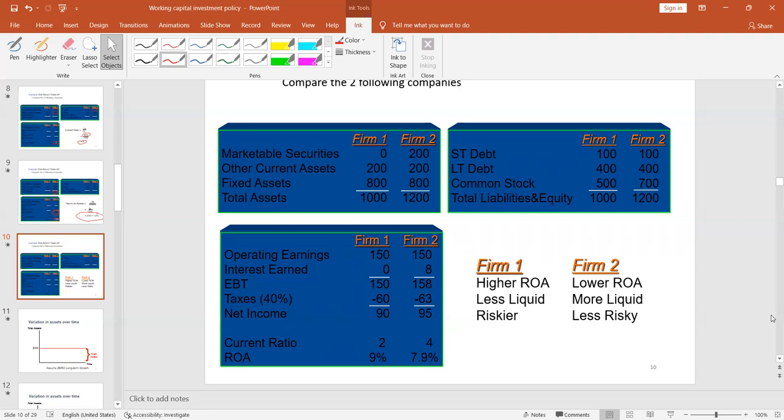Is it clear from the calculation? Yes, sir. So this is the risk-return relationship. If you take more risk, you have more return. Less risk, less return.